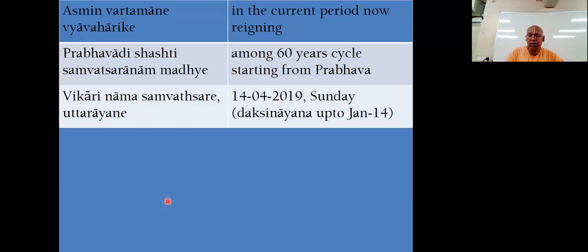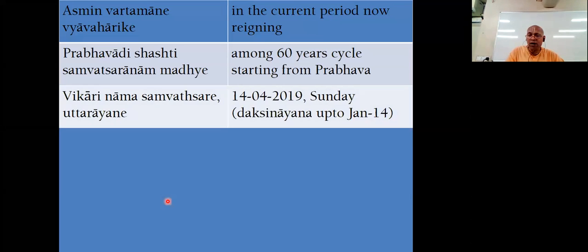Uttarayana starts from Makar Sankranti and lasts all the way up to Karaka Sankranti. Karaka Sankranti to Makar Sankranti is called Dakshinayana; Makar Sankranti to Karaka Sankranti is Uttarayana. To be precise, January 14 to July 17 is Uttarayana, and July 17 to January 14 is Dakshinayana.